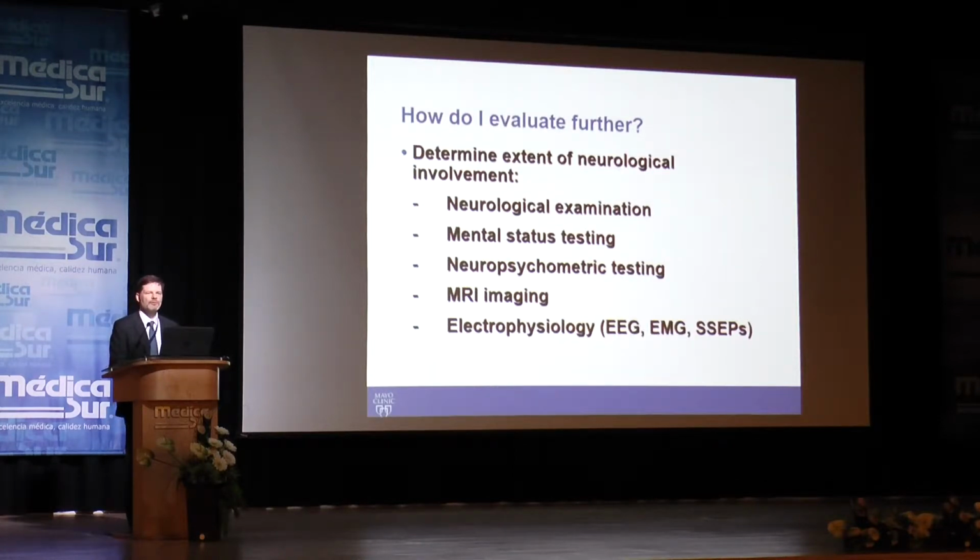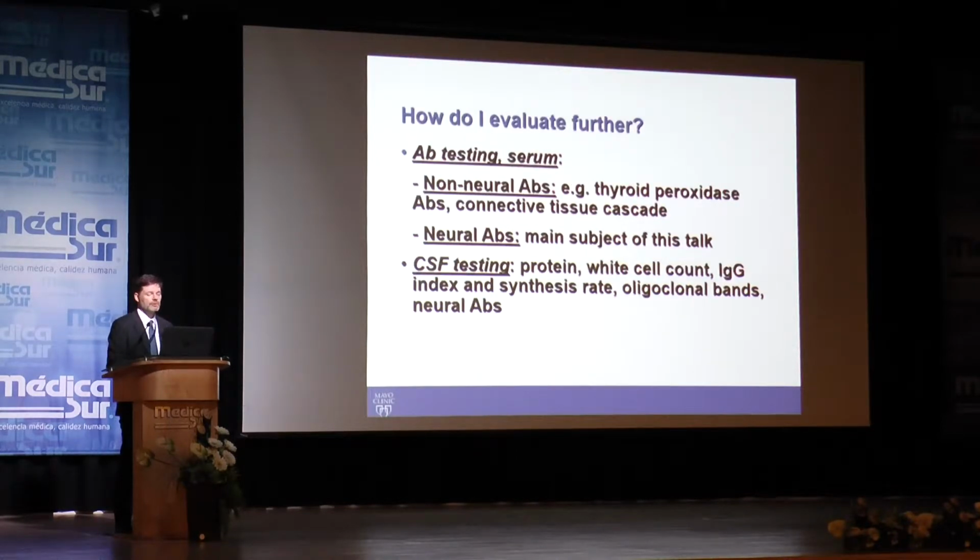How do you evaluate them further? Well, you can begin clinically by determining the systems that are involved, neurologic examination, mental status testing, imaging, and using electrophysiology to find the areas of the nervous system that are involved. Some of them may be subclinical. And then you do antibody testing. You test in serum, non-neural and neural antibodies. You test in the CSF.